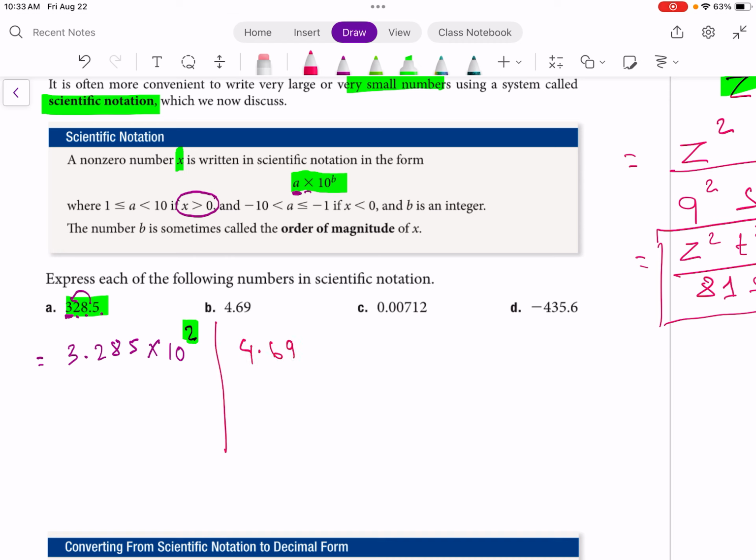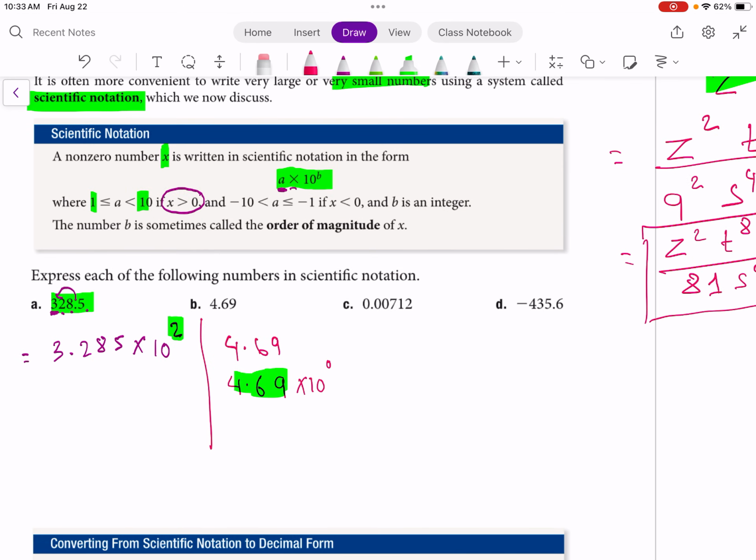So this is also greater than 0, right? This is not a big number. But still, if you want to write it, you just copy the same 4.69, and because 4.69 is in between 1 and 10, simply write down times 10 to the power 0. Does it make any difference if I add times 10 to the power 0? What is 10 to the power 0? 1, right? And 1 times 4.69 is 4.69. So this is not a big number, but whenever we have a very big number or a very small number, then we use the scientific notation.